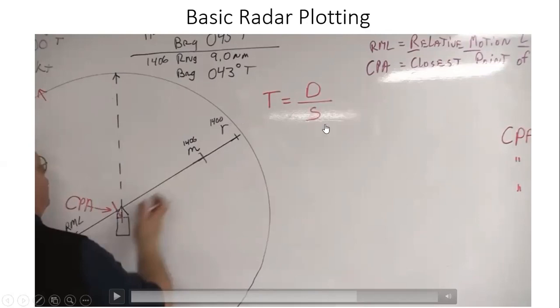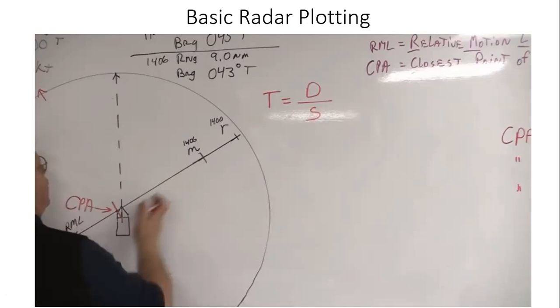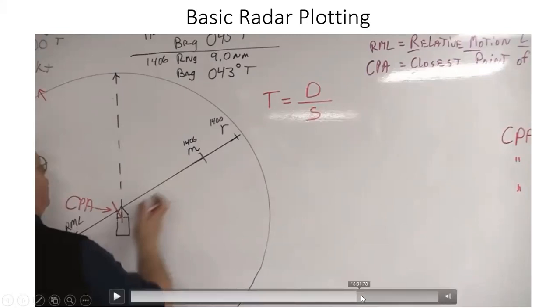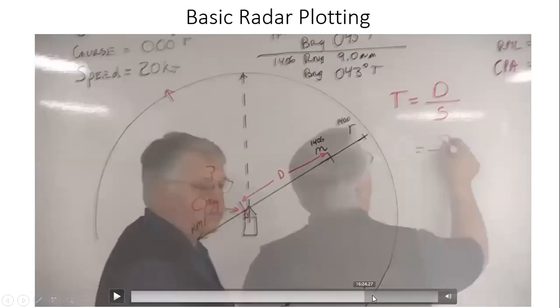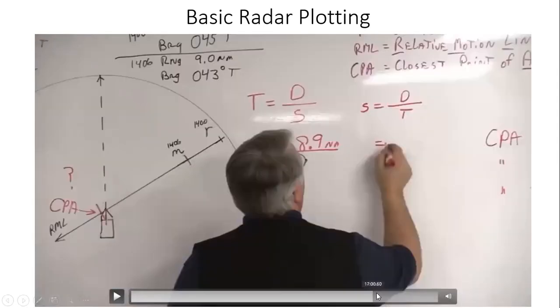Now, for the speed, you don't have the target's speed yet. The speed you have is your own speed, right? So, the target speed, you don't know yet. Now, you have to calculate. Speed is equals to distance over time is the formula. Distance over time. So, he calculates distance over time.